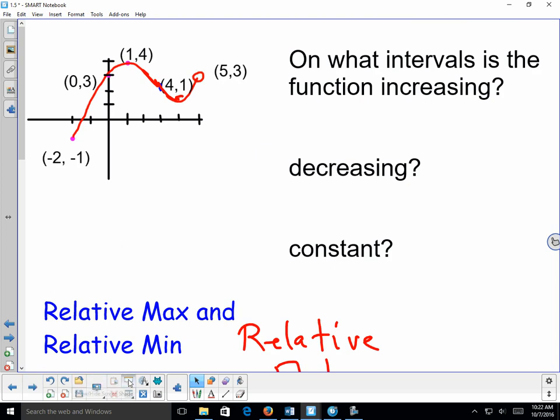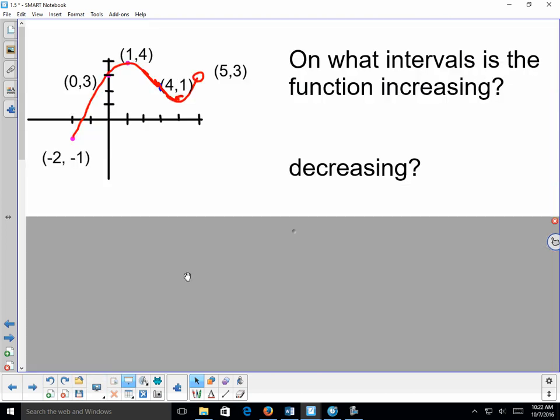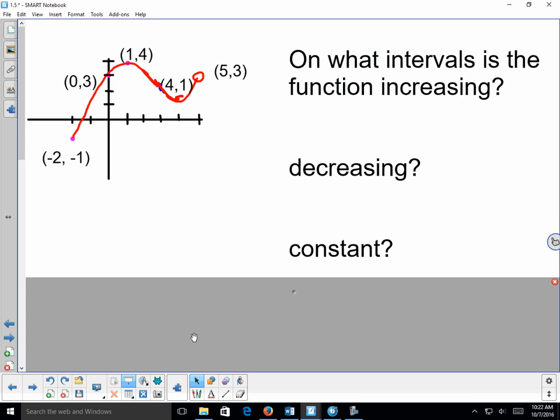This is the same graph that we were looking at earlier. So on what intervals is the function increasing? On what intervals is the function decreasing? On what intervals is it constant? So in this case, it looks to me like the function is increasing from this point here all the way up to this point. It's increasing.